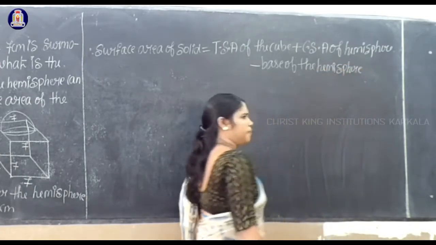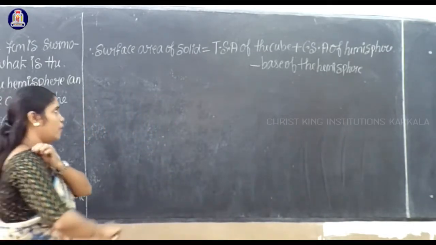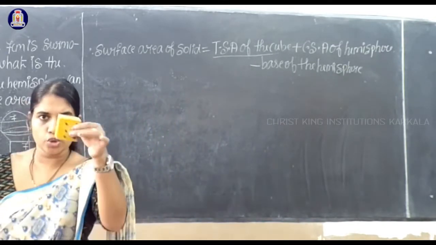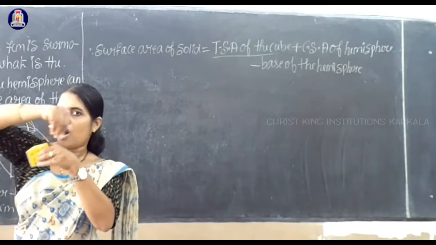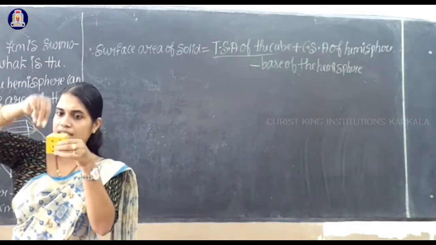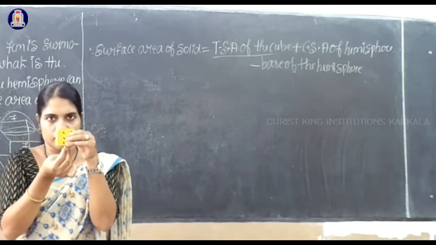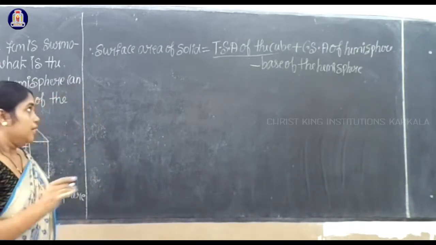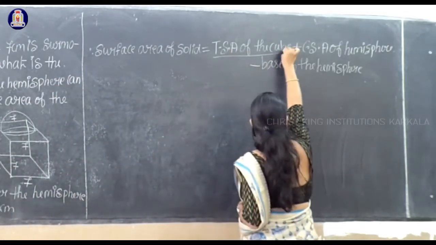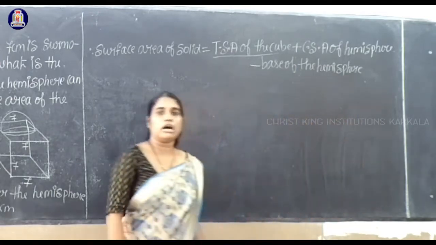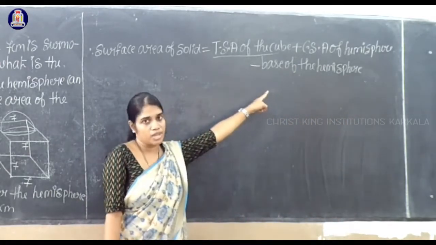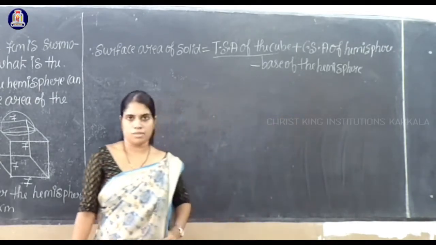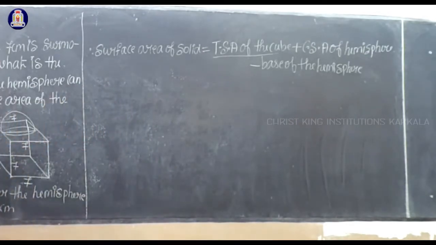Why will I remove this base of the hemisphere? Because while I am taking the TSA of the cube, TSA means the curved lateral surface area plus the area of the top and bottom, isn't it? Since I am calculating this top face, in that top face of the TSA of the cube, the base of the hemisphere area will be covered. Actually, I don't want that base of the hemisphere area, so I will remove that base of the hemisphere.